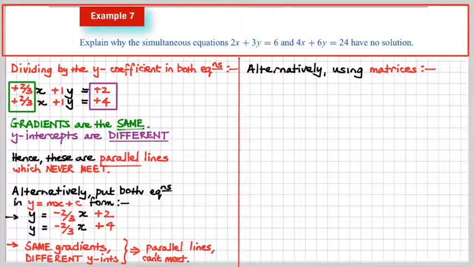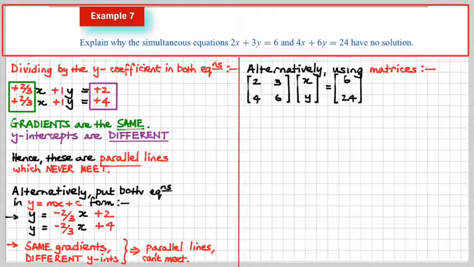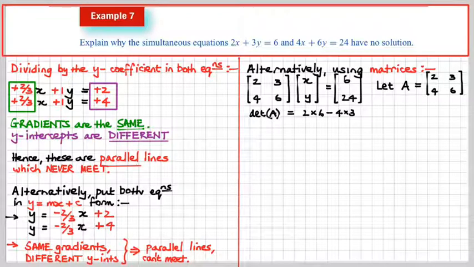Alternatively, if you want to use matrices, yes, we could use matrices. You would put the equations in matrix form like that, and you would work out the determinant of the beast, which is this thing. If you let A equal that thing, then the determinant of A equals that, which is going to be 0. Of course it's going to be 0.